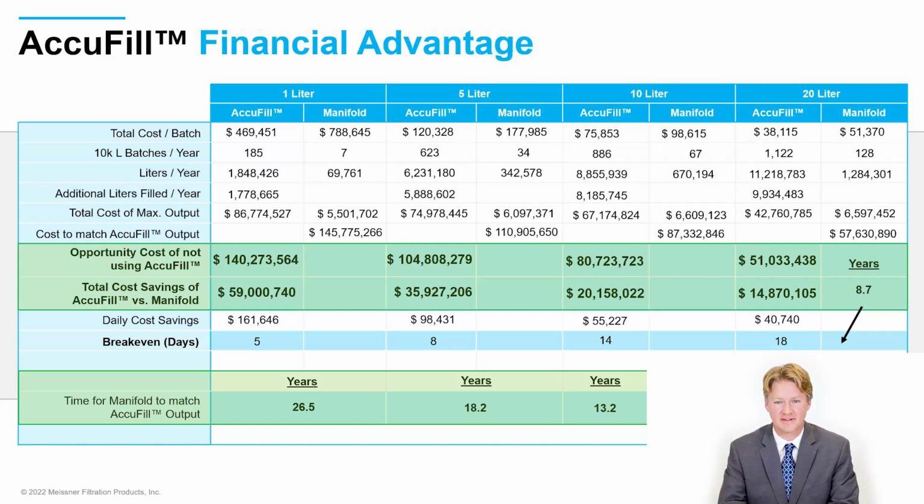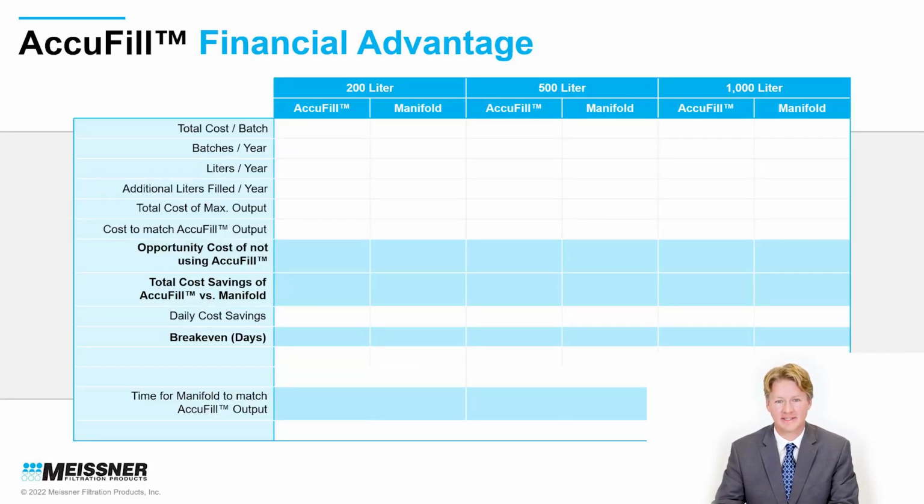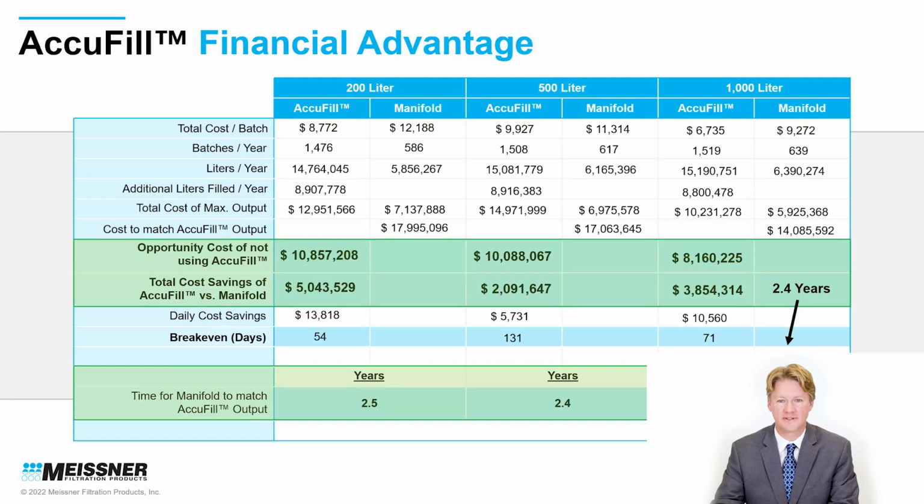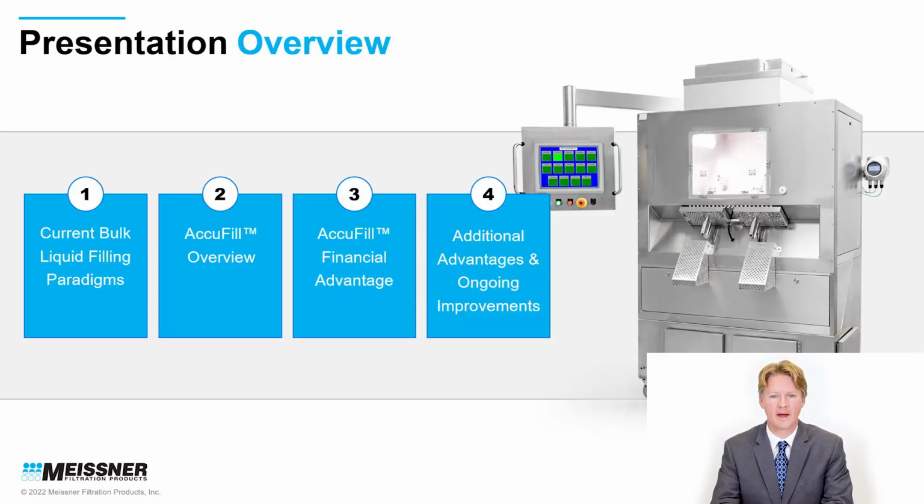While the AccuFill is designed for high throughput of smaller volume fills, it's also advantageous when used for larger fills of 200 liter, 500 liter, and 1,000 liter, where your total cost savings per year using the AccuFill is between $2 million and $6 million per year, and you're also filling about 2.5 times more containers with the AccuFill than you are when using a manifold system.